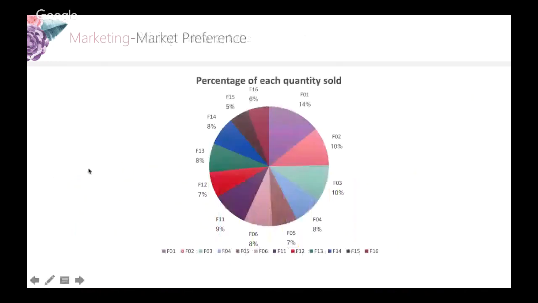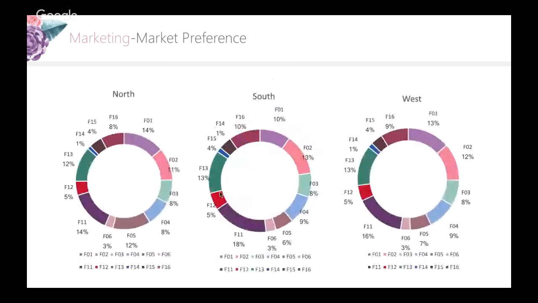Okay, let's talk about our market preference. I found that items F01, F02, F03, and F11 are the most popular items. And for different customer regions, we found that there are different preferences. So this information is very important data for the manufacturing manager, as they need to increase the production of those items.